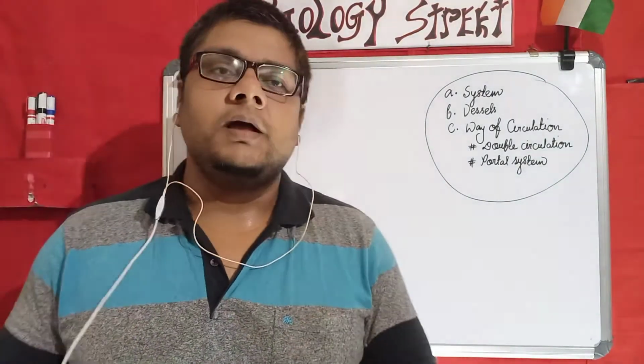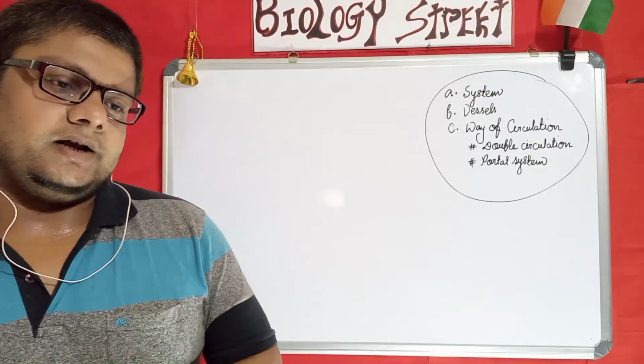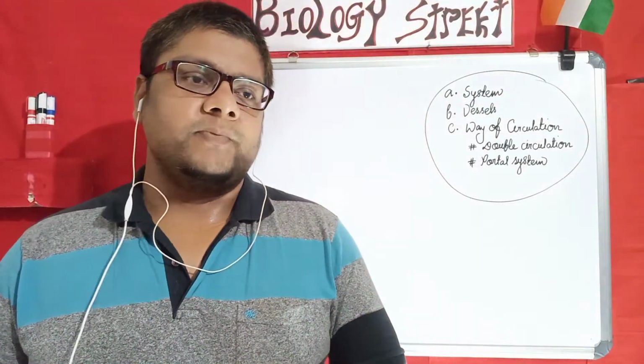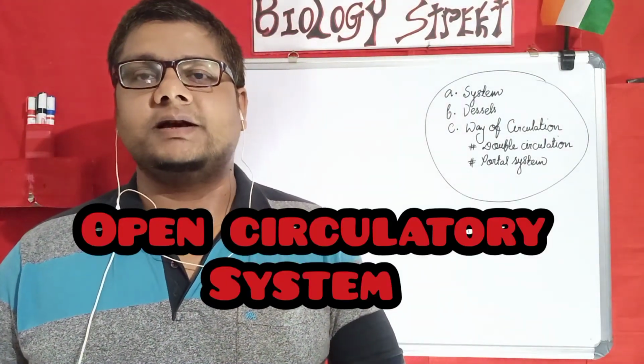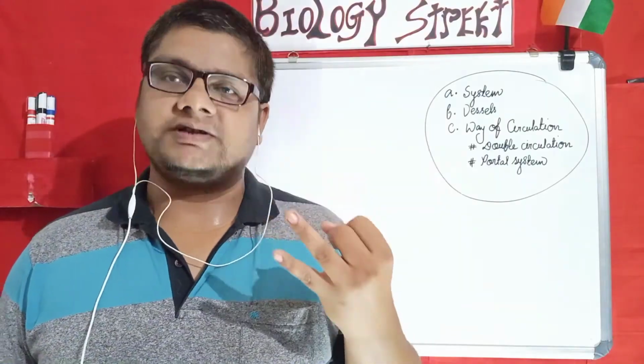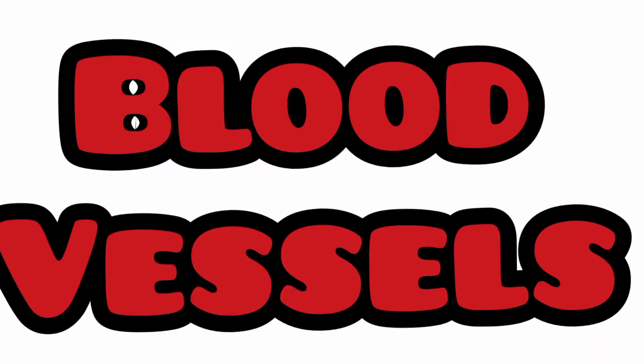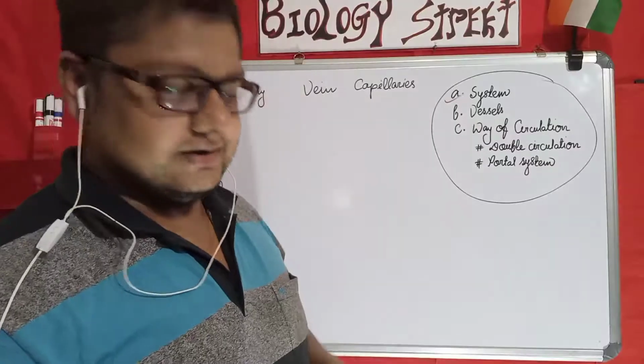First, the system. Our blood circulatory system is basically of two types in animals. These are the closed system and the open system. Now, about vessels.